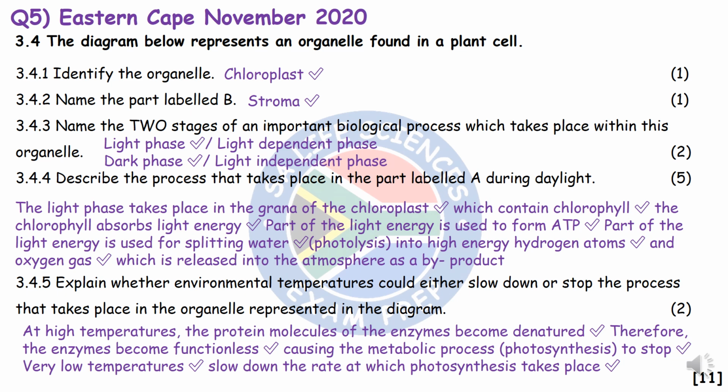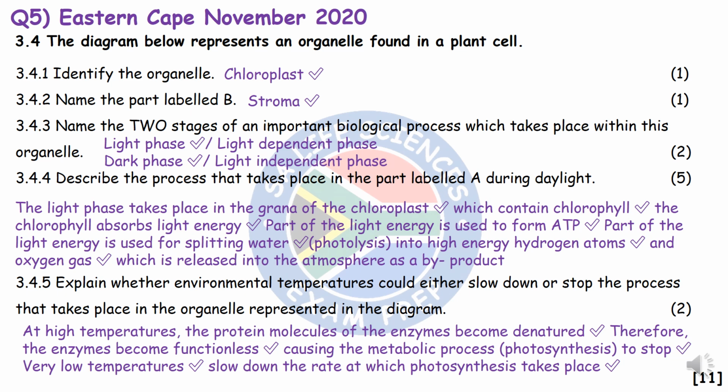So label A was pointing to the thylakoid, and the phase that takes place in the thylakoid is the light phase or the light dependent phase. The light phase takes place in the grana of the chloroplast, mark number 1, which contains chlorophyll, mark number 2, which absorbs light energy, mark number 3. Part of the light energy is used to form ATP, mark number 4.